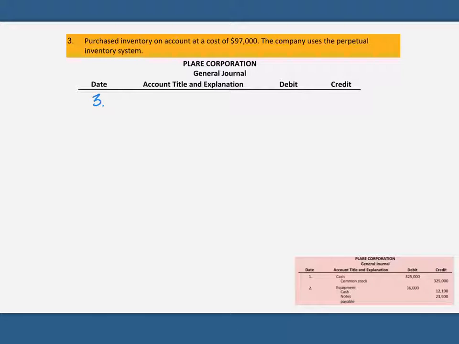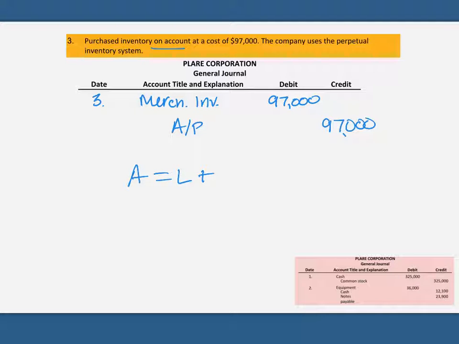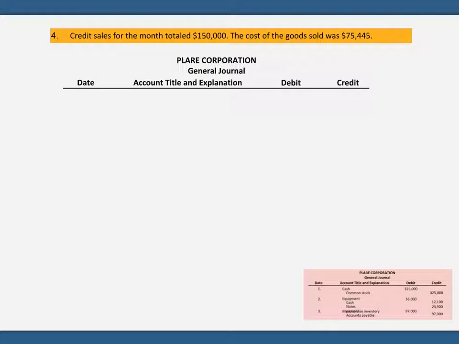So to record the journal entry, we know that we purchased inventory, so we're going to record merchandise inventory, $97,000 to increase it. We purchased it on account here, according to the problem, so we will credit accounts payable for $97,000. We can look at that on the equation as well. Assets equal liabilities plus stockholders' equity. Inventory here, our asset, goes up $97,000. Our liability accounts payable goes up $97,000. So we still equal.